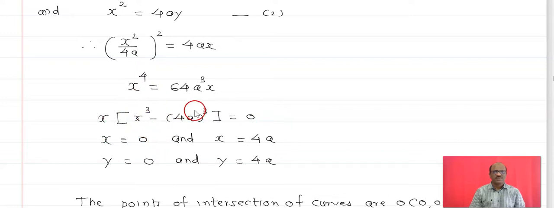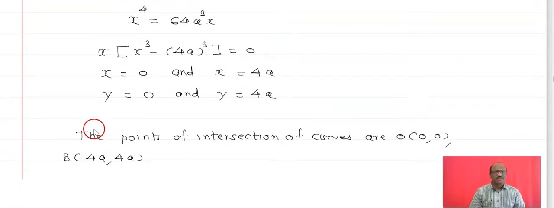And if we simplify this, what is the formula? That is a cube minus b cube, that is in first bracket a minus b, in second bracket a square plus ab plus b square. And then you will get x is equal to 0 and x is equal to 4a. When x is equal to 0, y is equal to 0. When x is equal to 0, y is equal to 4a.